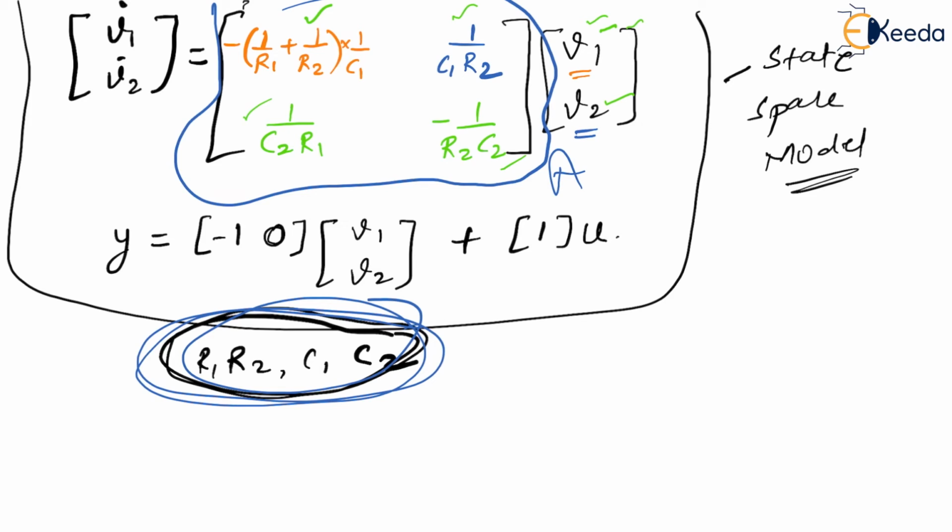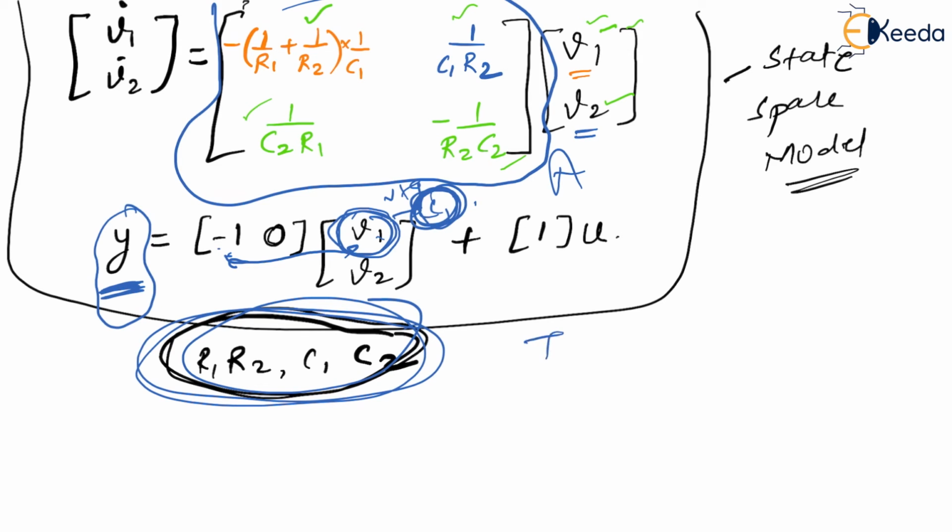Now another important thing which we observe from this one is that the output is y, right? If you see, y is equal to minus v1. And v1 is the voltage across capacitor C1. So by this state equation we have understood that the output is dependent on the voltage across capacitor C1.